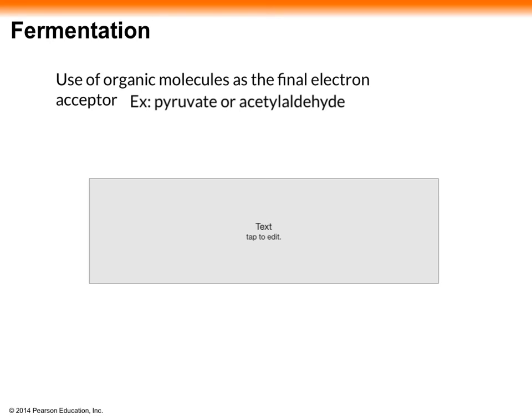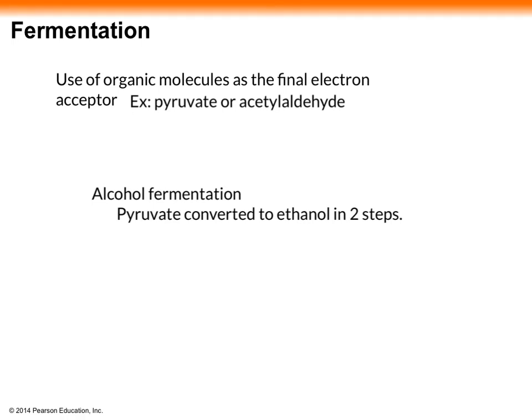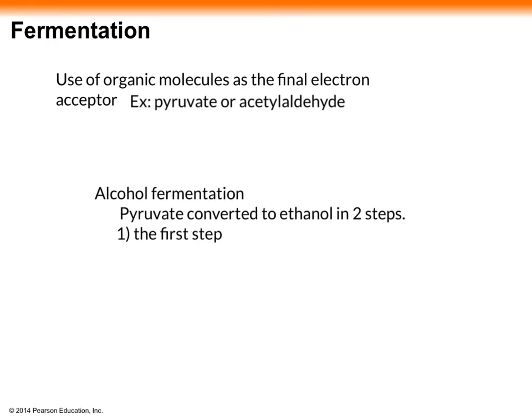There are two different types of fermentation that we can talk about. The first type is alcohol fermentation. In alcohol fermentation, pyruvate is converted to ethanol in 2 steps. The first step involves releasing carbon dioxide, and in the second step, we have ethanol produced. Alcohol fermentation is used by yeast in brewing, winemaking, and baking.